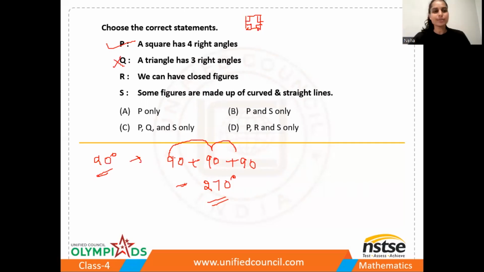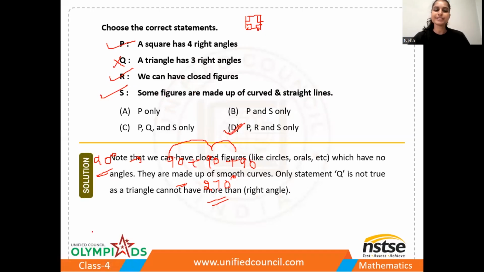Now let's move to the third one. The third one is that we can have closed figures. Yes, we can have closed figures. Some figures are made up of curved and straight lines. Yes, this is also right. So we can say P, R, and S, they are true. The rest are not right. Correct? Alright.